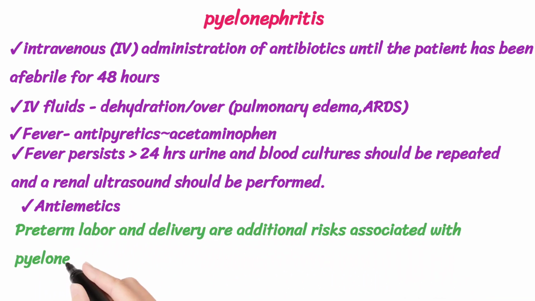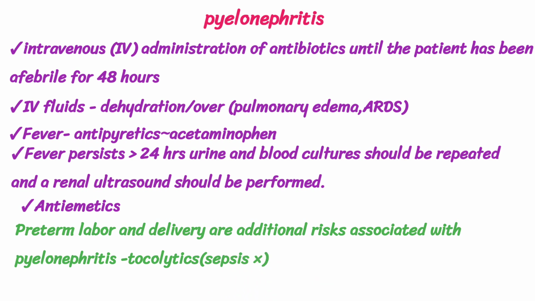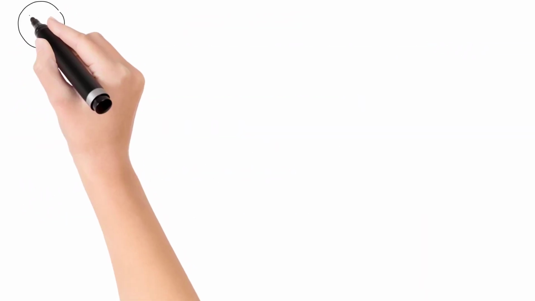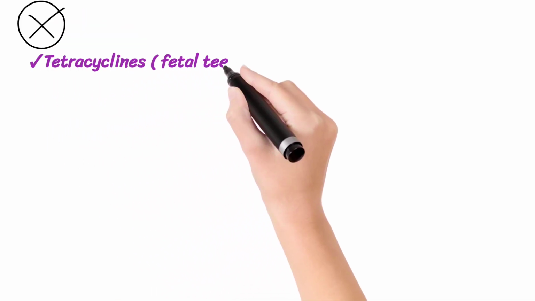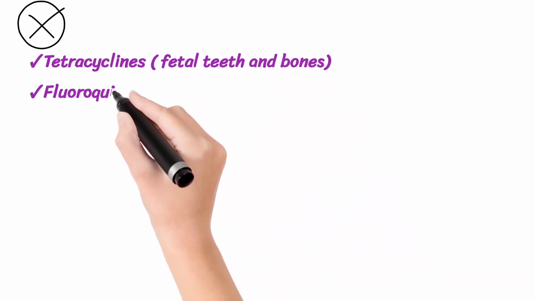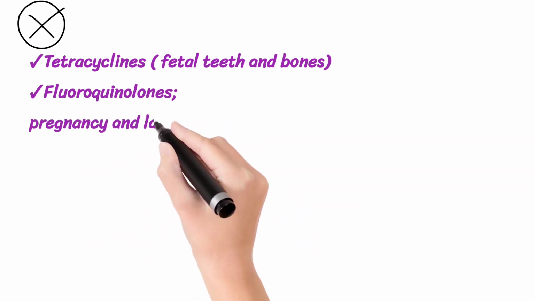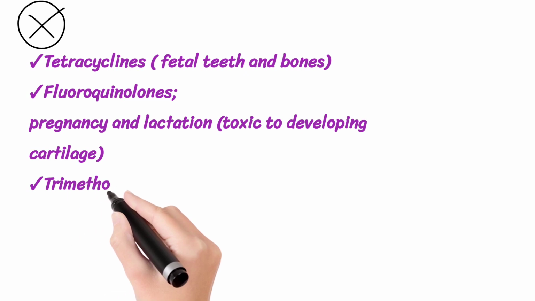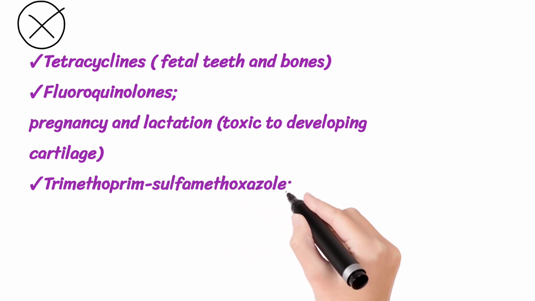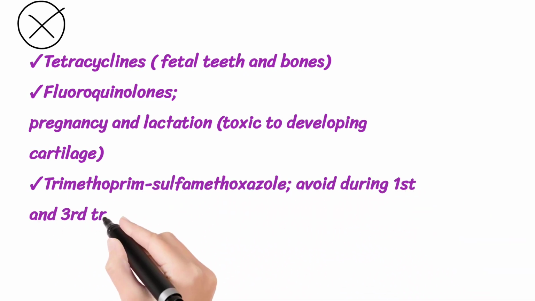Preterm labor and delivery are additional risks associated with pyelonephritis, so you give tocolytics. However, if the patient is in sepsis, you don't give tocolytics. Drugs that you don't use during pregnancy, the first drug is tetracycline. The reason you don't use it is because it affects fetal teeth and bones. Fluoroquinolones in pregnancy and lactation are not used because they affect the development of cartilage.